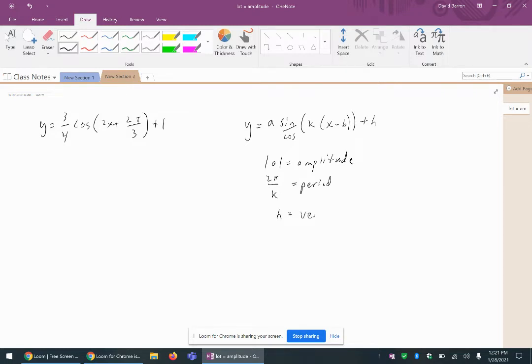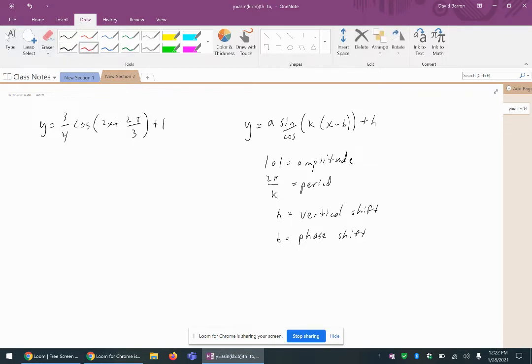h is the vertical shift, and b is the phase shift. If you remember your transformations, modifying the input by adding or subtracting something moves the graph left or right, but in trig world, we call that a phase shift rather than a horizontal shift. And adding or subtracting something outside of the function moves the graph up or down, which is a vertical shift.